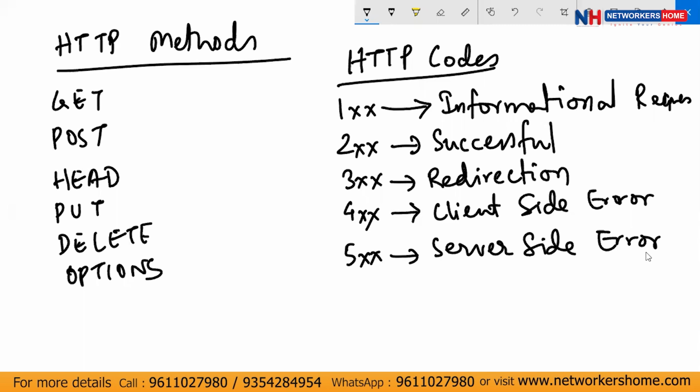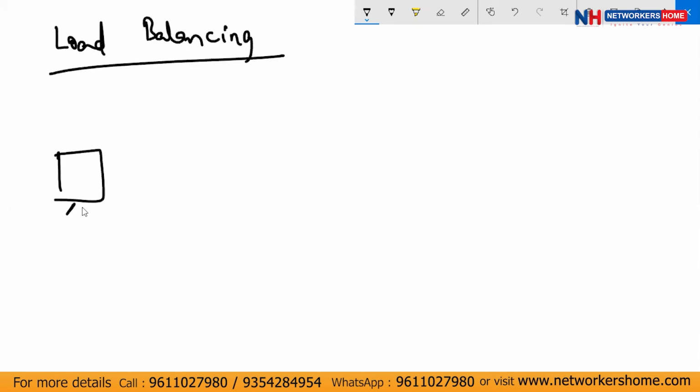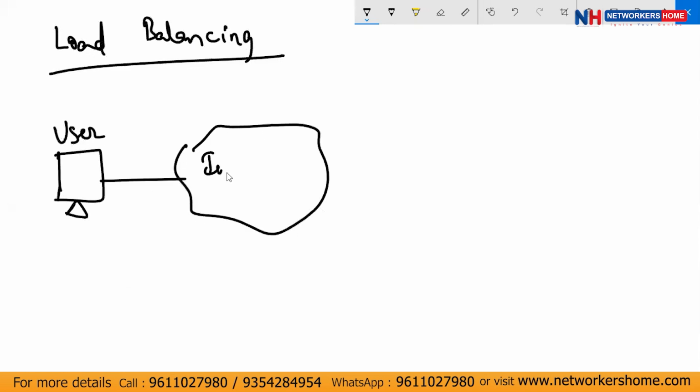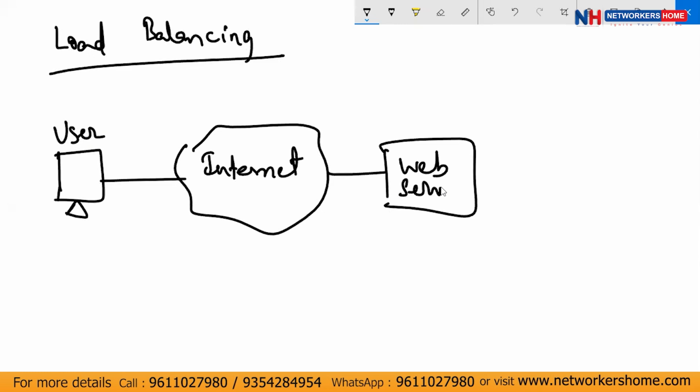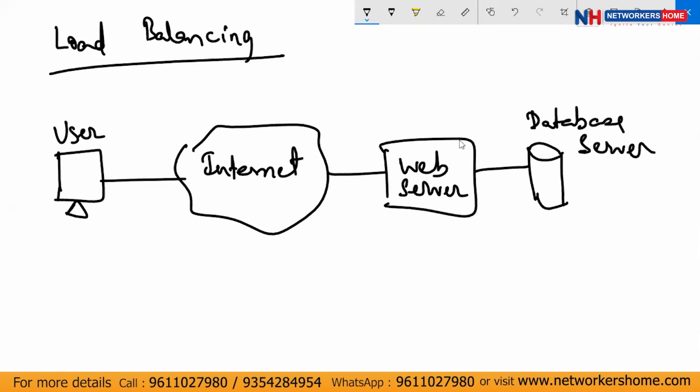So now that we have a complete overview understanding of the application traffic flow and basics of HTTP, let us dive into understanding load balancing. When we talk about load balancing, let's assume that this is the user who is connected to the internet, and he is trying to reach out to a web server. This web server might at the back end be communicating to a database server. So this is a specific infra where there is no load balancing.